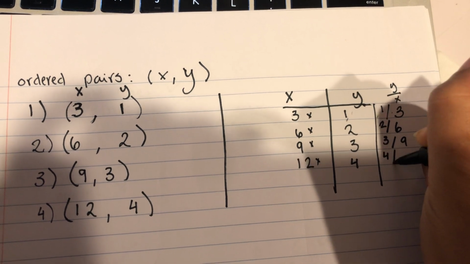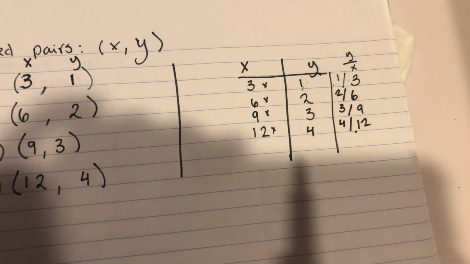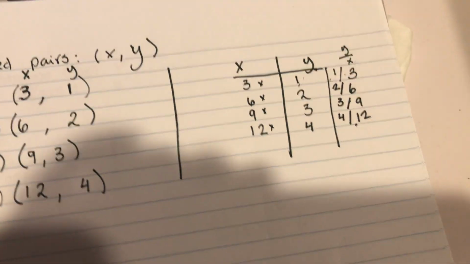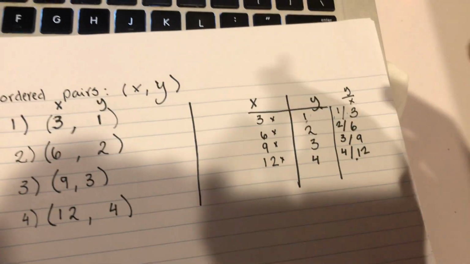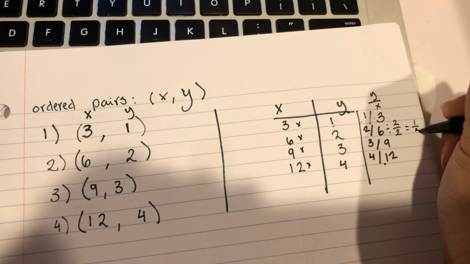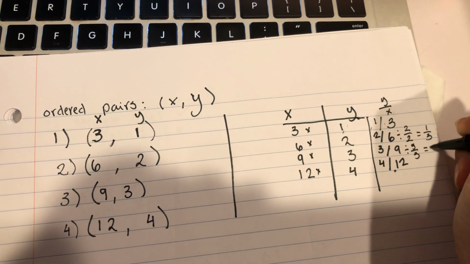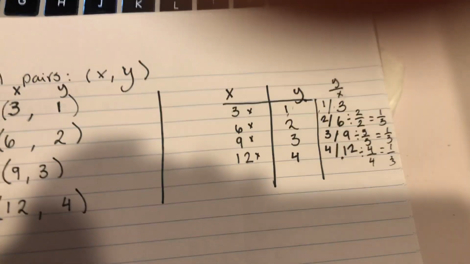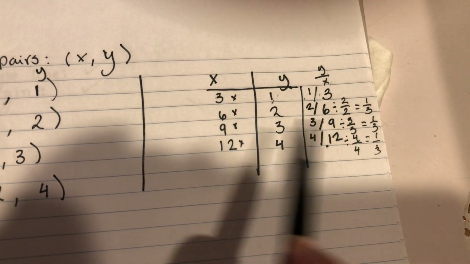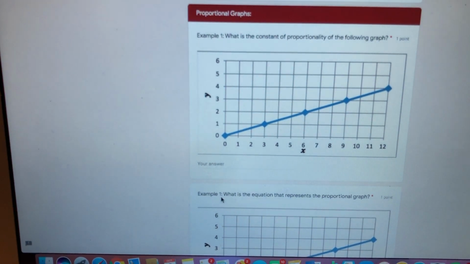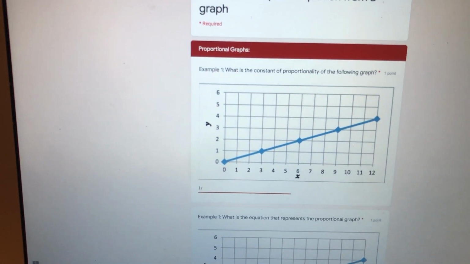So I'm getting 2 over 6, 3 over 9, 4 over 12. And yes, all of these simplify to 1/3. If I divide this by 2 over 2, that's going to give me 1/3. If I simplify this by 3 over 3, that equals 1/3. If I simplify 4/12 by 4 over 4, using the greatest common factor, they all give me 1/3, which means my constant of proportionality is 1/3. If I multiply 1/3 by all of my x values, I would get my y values. So you are going to type right here 1/3. That's your answer. Literally type 1/3.